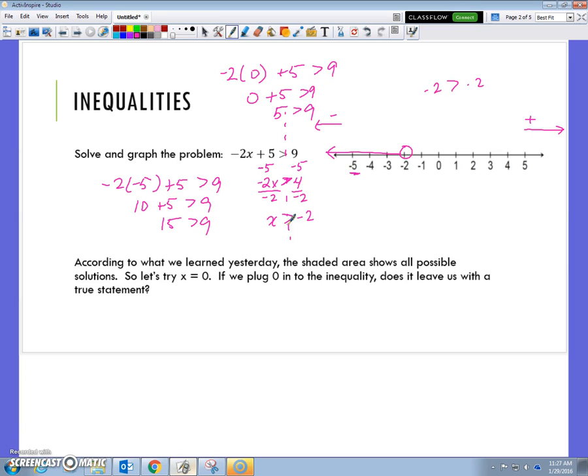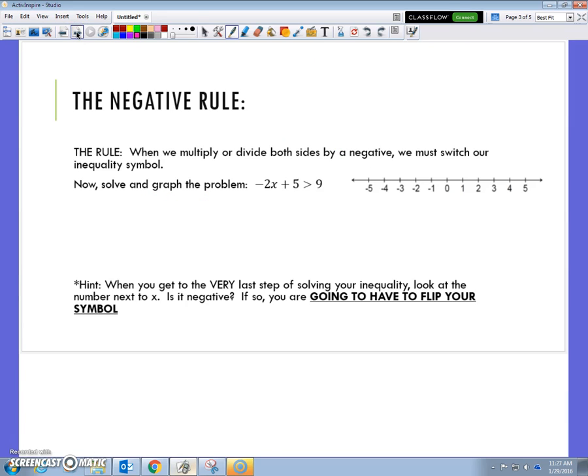So what you're going to learn today is that instead of plug and chug and trying to figure out which side to shade, there is a way to keep it consistent. All right, let's take a look here. If you multiply or divide both sides of an inequality by a negative, then the direction of the inequality changes. So now let's try this problem again.